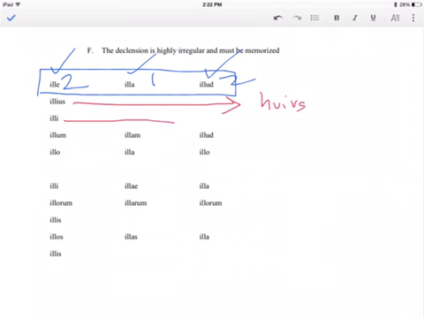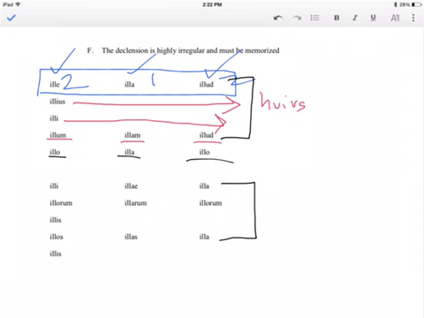And then the dative has a similar pattern in that it's the same in the masculine, feminine, and neuter. Then it gets pretty normal, illum, illam, illud, noting that the nominative and accusative are always the same for every single neuter. And then the ablative, illo, illa, illo, is very predictable and normal.